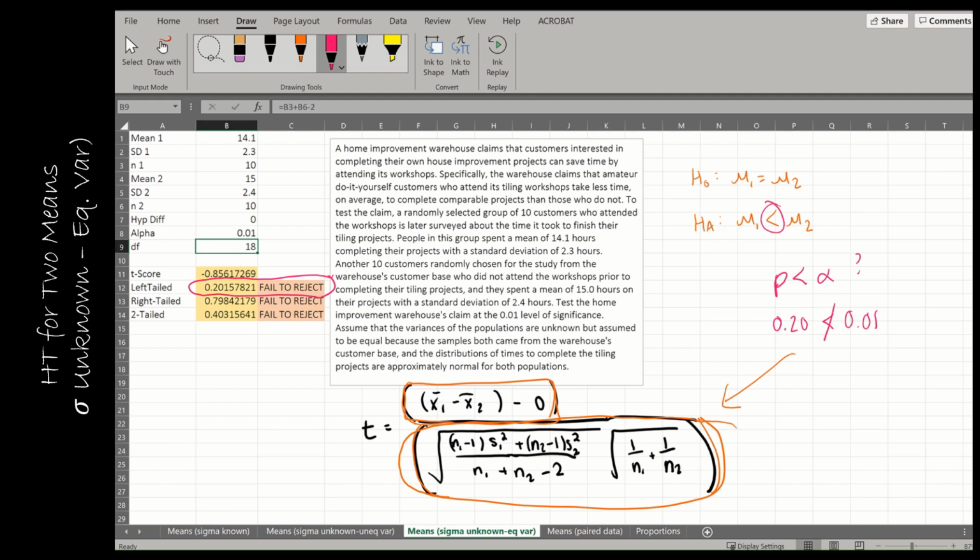So what does that mean? That's my biggest thing, is do you know what you just found? I found that I need to fail to reject, and that means there's not enough evidence at the 0.01 level of significance to say that the people who complete the tiling workshops will take less time on average to complete their projects than those who do not attend the workshop.